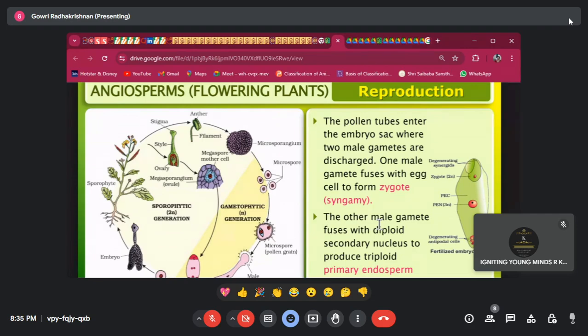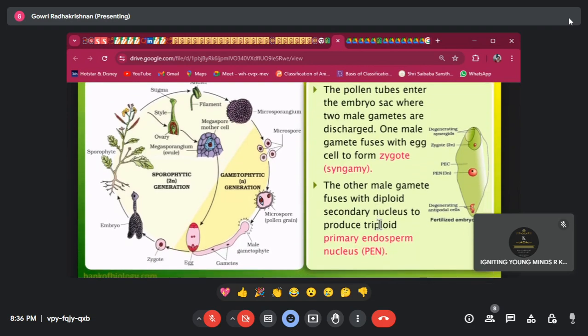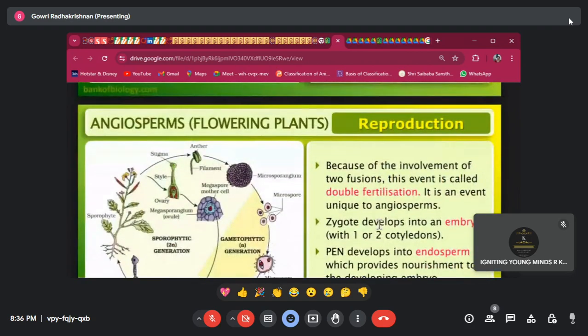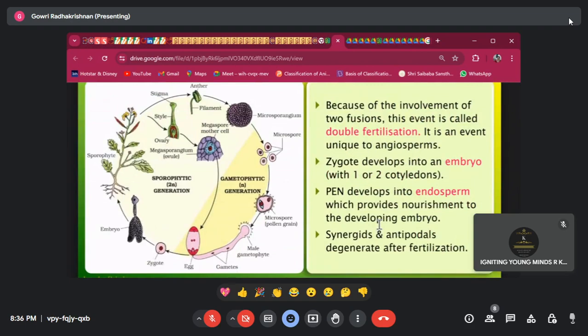The pollen tubes enter the embryo sac where the male gametes, two male gametes, not one, just two, are discharged. One male gamete fuses with the egg to form the zygote, that is syngamy, and then the other male gamete fuses with the diploid secondary nucleus to produce the triploid primary endosperm nucleus, that is the PEN. Because of the involvement of two fusions, this event is called double fertilization. It is an event unique to angiosperms.